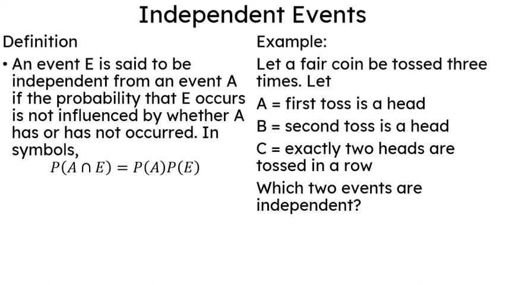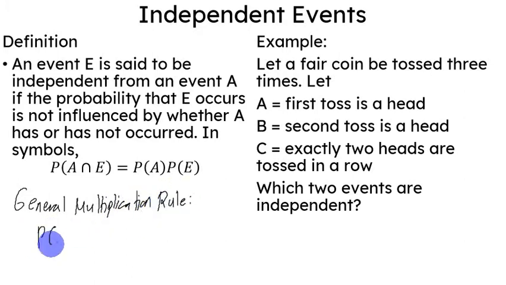However, there are cases wherein one event does not affect the other. If we remember, in our general multiplication rule, to find the probability of A and B, let's first find the probability of the first event happening, then the probability of the next event given that the first event has happened.